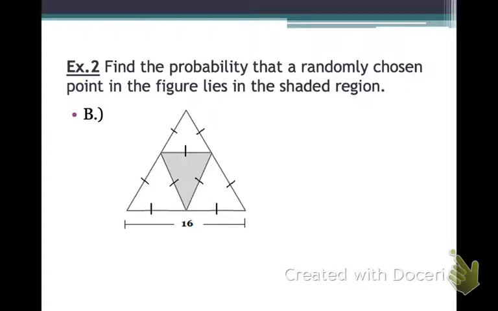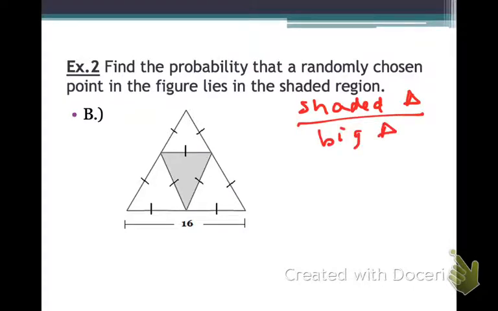Again, I want to lie in the shaded region. So I need the shaded triangle over the big triangle. Now, we could make this really difficult on ourselves, and we could find the area of the shaded triangle, we could find the area of the big triangle, but let's talk about this.